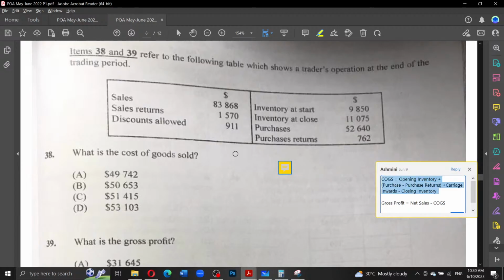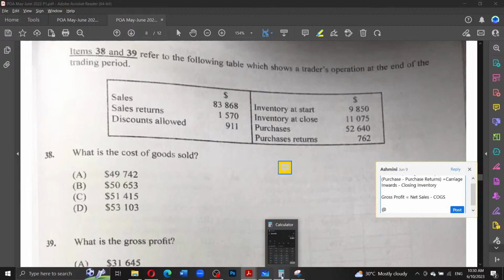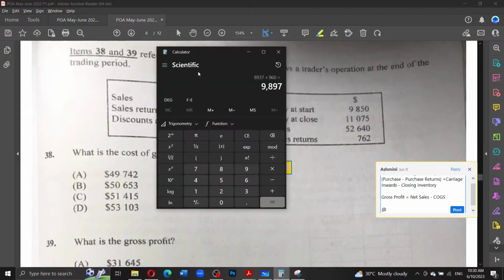So first you're asked to find cost of goods sold, then you're asked to find gross profit. To find gross profit, basically you have net sales, which is this two here, minus cost of goods sold. So net sales minus the answer from the top here. Which means if you have 38 wrong, you'll have 39 wrong as well. So let's start.